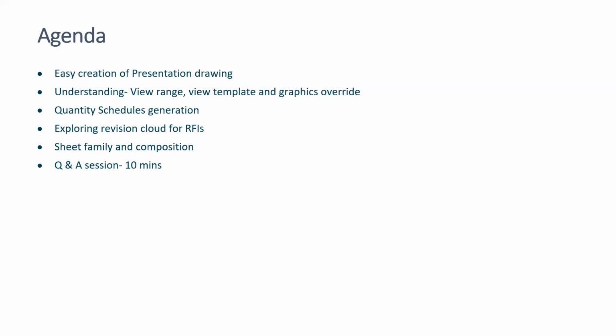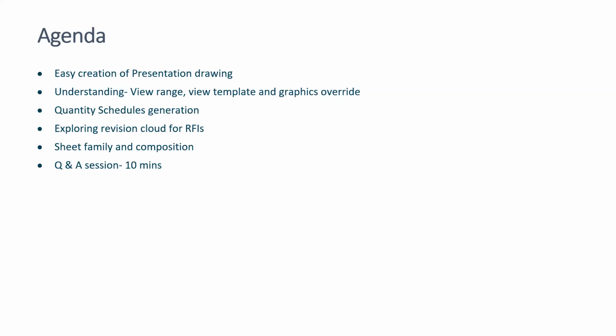Secondly, we will look at what view range, view templates, and graphic overrides do in Revit. It is quite similar to what layers are in AutoCAD. This is how it helps a particular view to be arranged and to have defined elements visible in the view. It helps us in understanding and arranging those graphics.